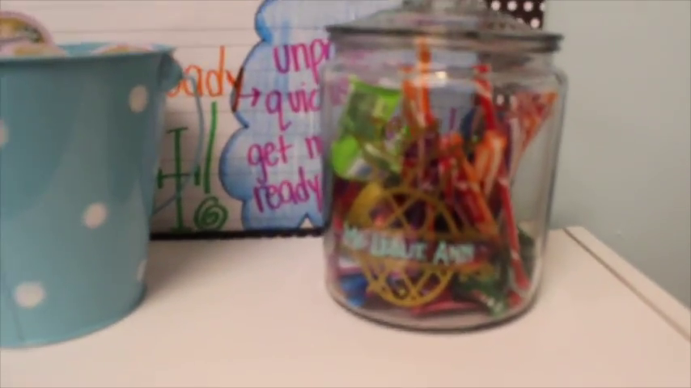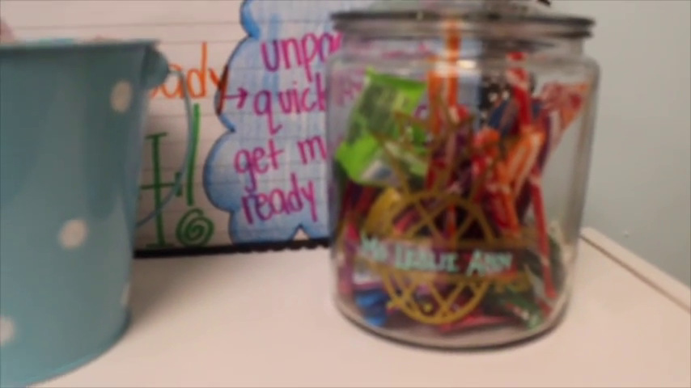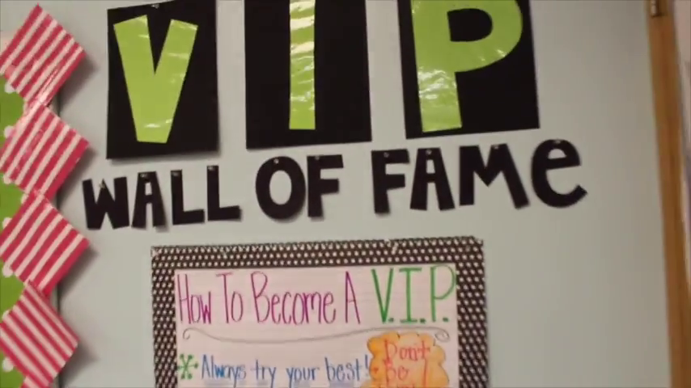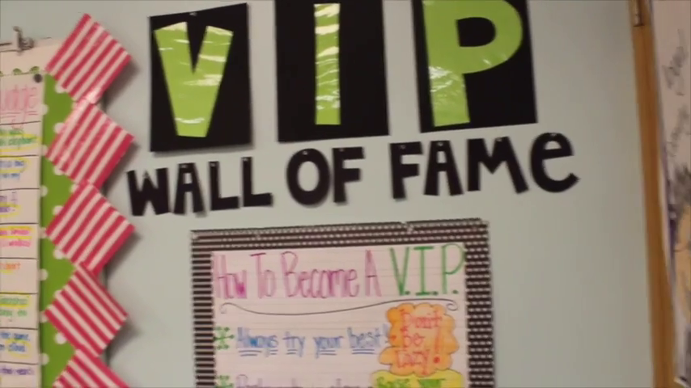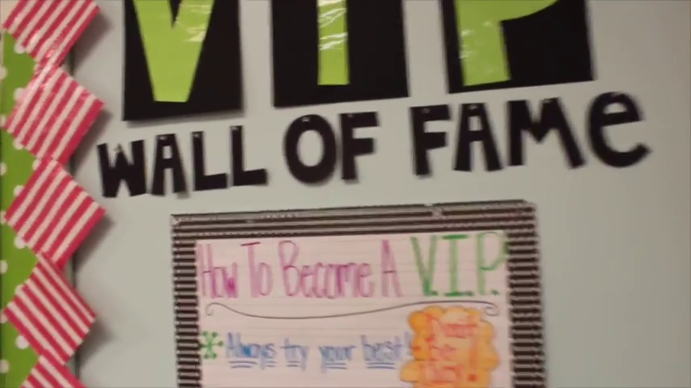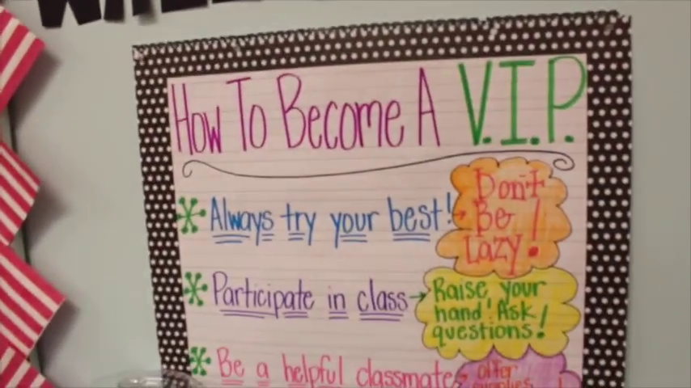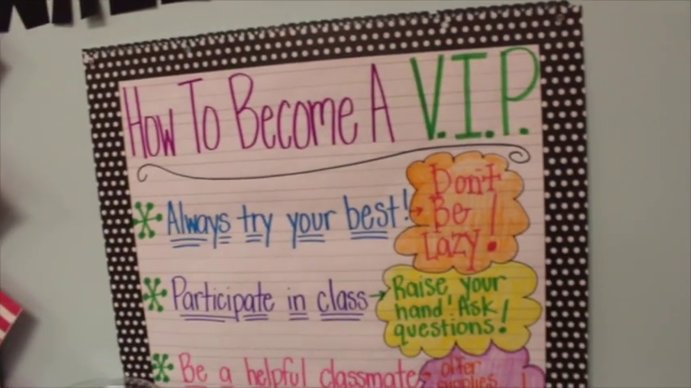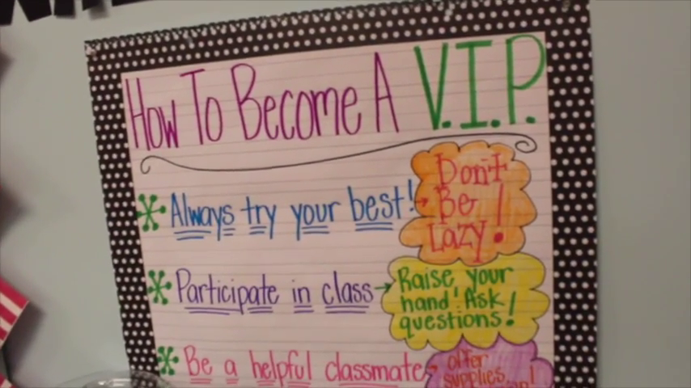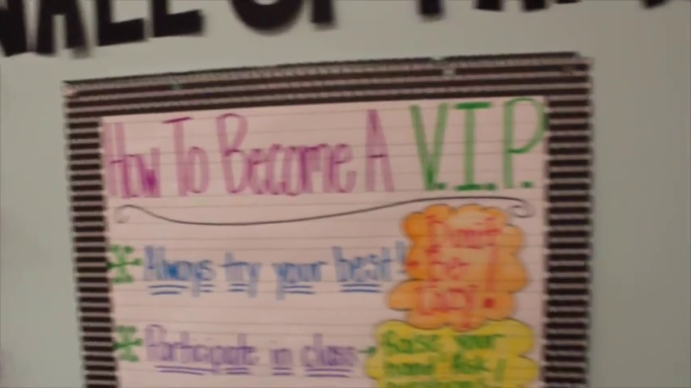My candy dish that a parent made for me last year with a little pineapple on it. Then we have the VIP Wall of Fame. When the kids get VIP, I take their picture and display it here. Since of course we don't have any VIPs right now, I used an anchor chart, but I will take it down once we do get VIPs and put their pictures here.